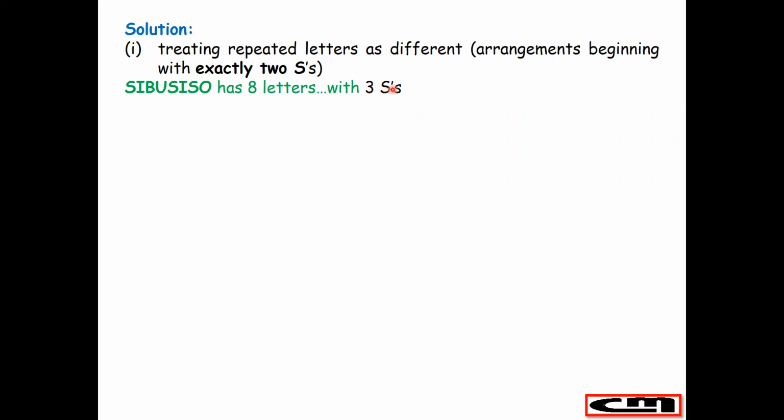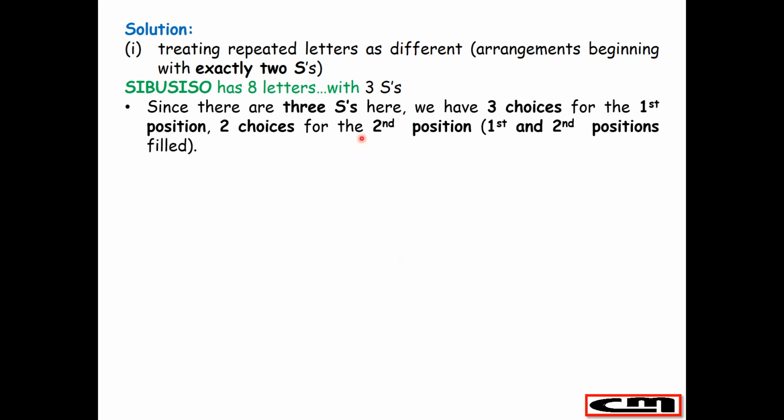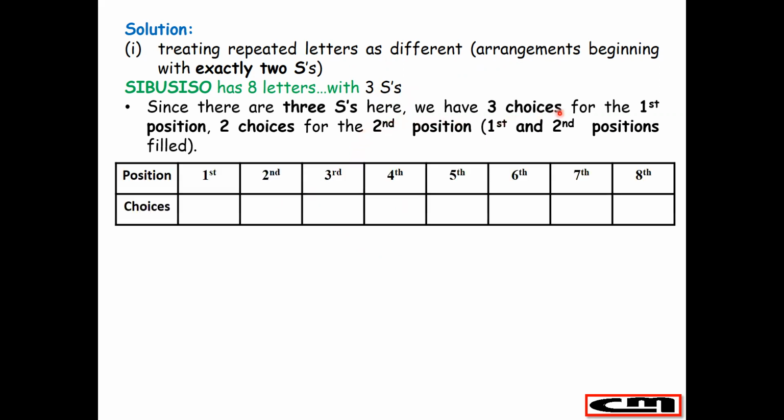Also, we note that we have 3 S's because we want to comply with the condition that the arrangements must begin with exactly 2 S's. Since there are 3 S's here, we have 3 choices for the first position, 2 choices for the second position. This is my first position, and any of the 3 S's can occupy that position. Once it's filled, I'm left with the 2 S's. Then in the second position, any of the 2 can fill the position. That is what it means.